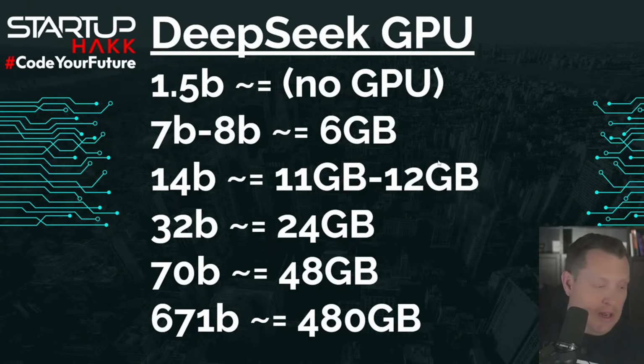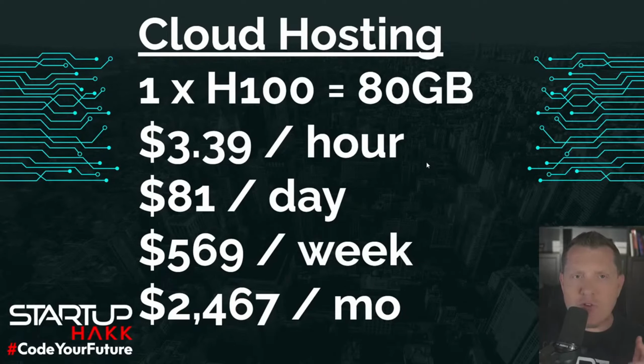Now, what does this mean? Let's break down the cost here a little bit more. If you want to do this on cloud computing, the H100 is pretty much what all the cloud computing models are going to be using to host these LLMs. This is an 80 gigabyte graphics card, and you can get a server that will run one of these, so you have a dedicated piece of hardware to run this.